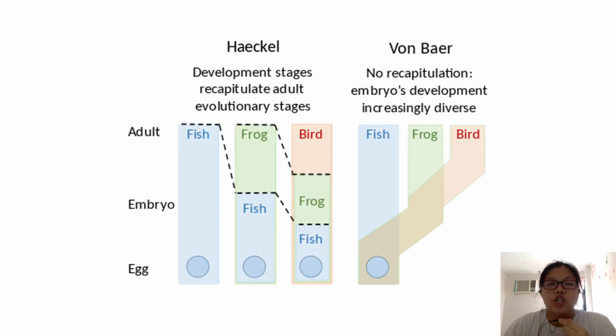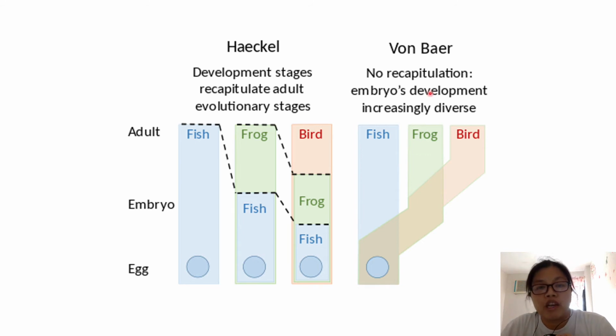Okay? To review and to compare and contrast Haeckel's law from von Baer's law, we have these illustrations. Haeckel's law states that the stages of a complex organism recapitulate or resemble the adult stages of its ancestor. For example, the bird is related to frog and fish. That's why in its developmental stages, it looked like a fish, and then it looked like a frog before it became a bird. The same with the frog, that some of its development looks like a fish, which is actually not true.